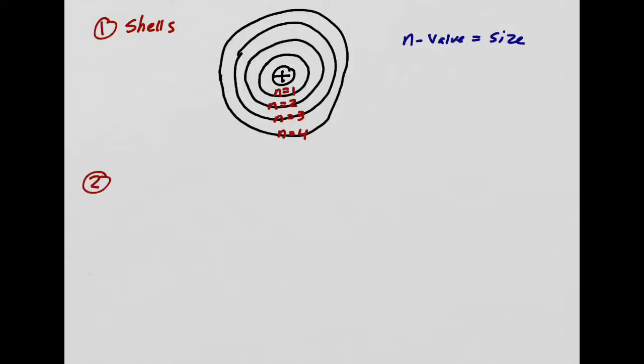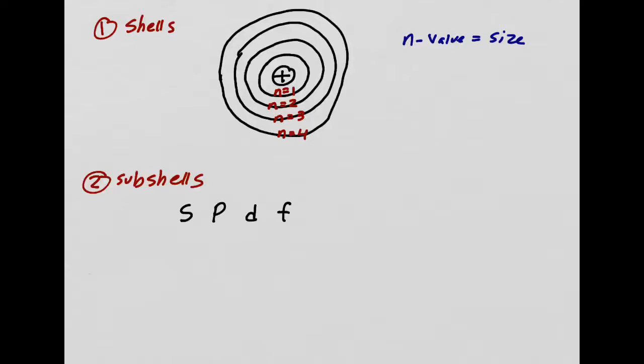Now, the next thing we're going to talk about is subshells. We have 4 different types of subshell. We have s, p, d, and f.